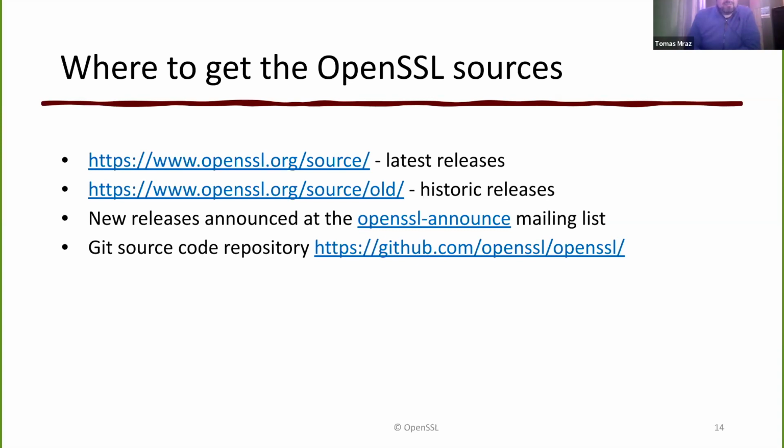We announce all new releases on the openssl-announce mailing list, which you can subscribe to if you want to get these announcements. The source code tree is also available as a Git repository on github.com in the OpenSSL/OpenSSL project. The releases are also uploaded there, so if for some reason you prefer downloading releases from github.com, you can download them there as well.